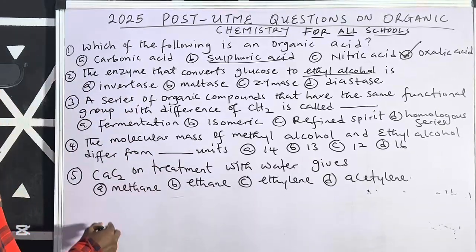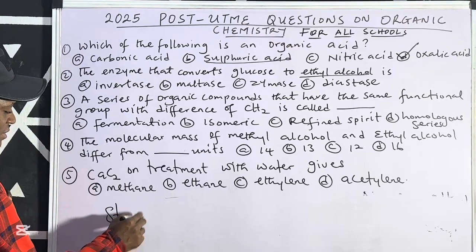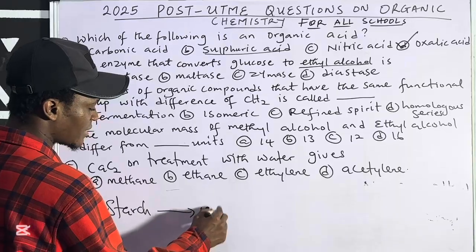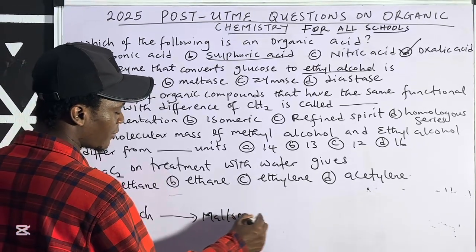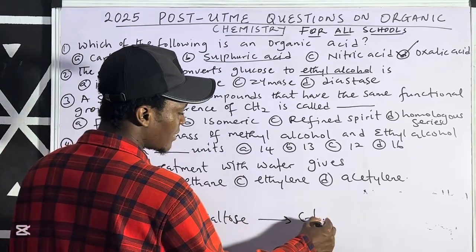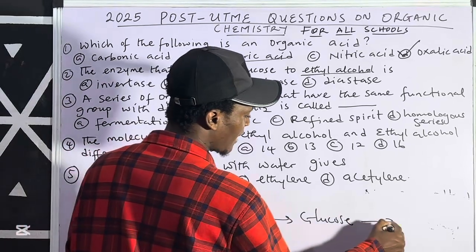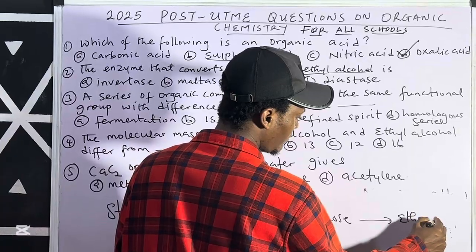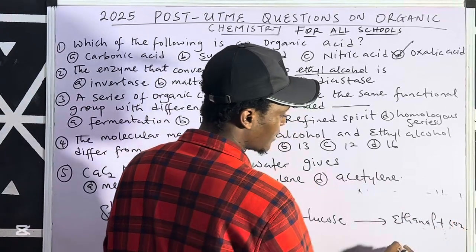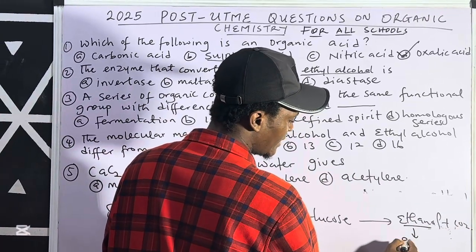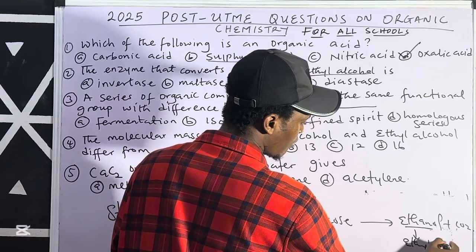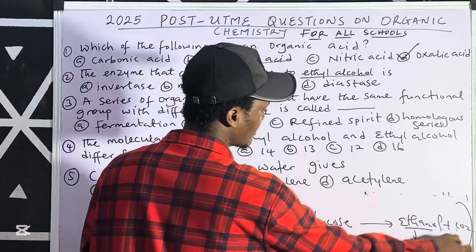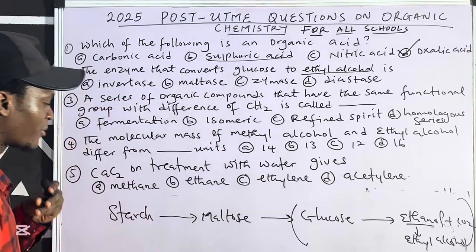Now, you can carry out fermentation of starch. Starch is a polysaccharide. It can be broken down to maltose, which is a disaccharide, and maltose can be broken down to glucose, which is a monosaccharide. Then glucose can be acted upon by an enzyme, breaking it down to ethanol and CO2. This ethanol is also called what? Ethyl alcohol. So the question is, what converts this to this is what they are asking us. What enzyme is responsible for that?